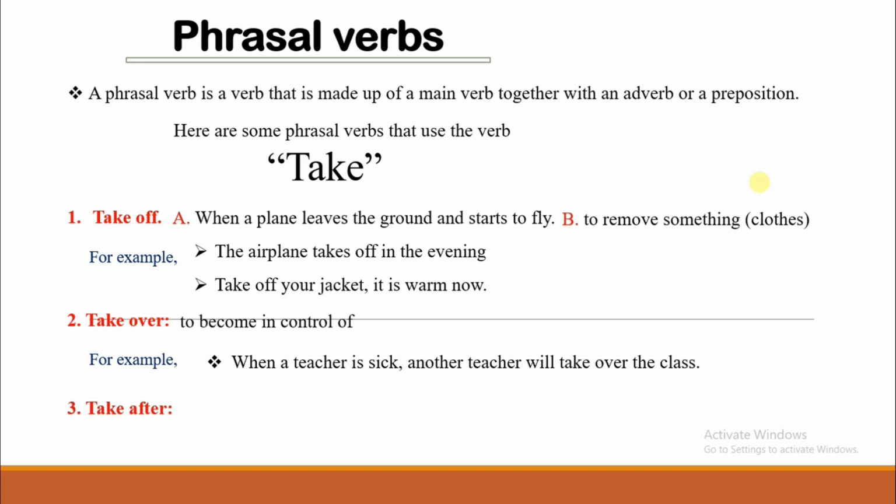Number 3 is take after. Take after means to look like or have a similar personality to a parent or ancestor. For example, if you take after your parents, you inherit from them and behave like them. Simply we can say that you look like your father. Maybe you have the same behavior as your father.